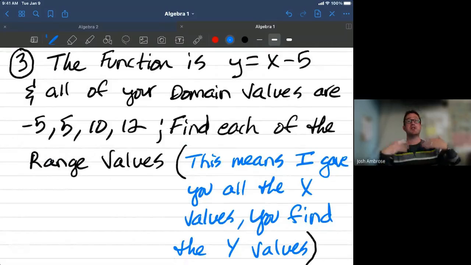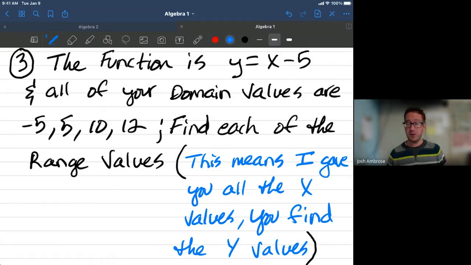So the function is, in other words, I'm giving you the equation for the function, y equals x minus 5. That's the function. And all of your domain values are going to be given. What does it even mean when I say I give you the domain values? Look at the blue text right there. This means I gave you all of the x values. And then if it says, okay, find each of the range values, what does the range go with? It goes with y. So that means you find the y values.